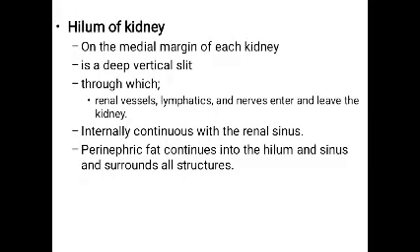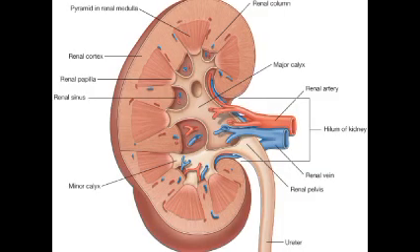Hilum of the kidney. On the medial margin of each kidney is a deep vertical slit through which renal vessels, lymphatics, and nerves enter and leave the kidney. Internally it continues with the renal sinus. Perinephric fat continues into the hilum and the sinus and surrounds all structures. Here is this diagram.